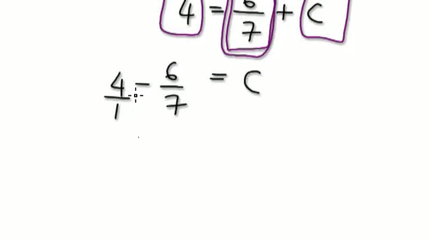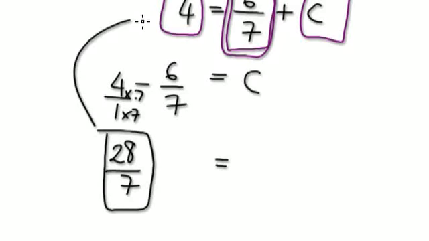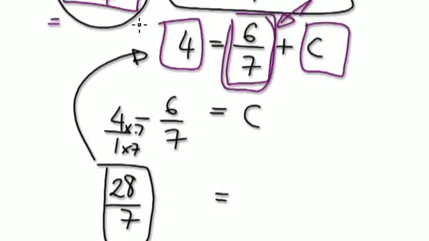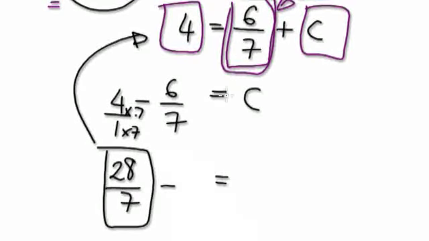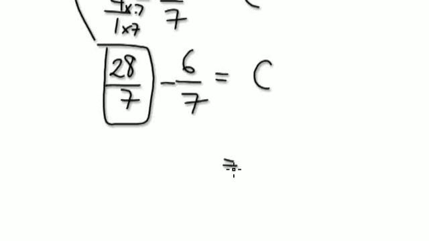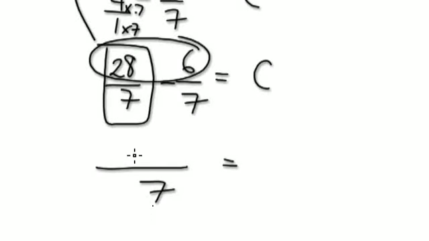Now just merge the two. Turn this into a fraction, times top and bottom by 7, so that you get the two denominators to be the same. So this will be 28 over 7. Remember, 28 over 7 is the same as this 4, just written differently. Minus 6 over 7 equals c. Now that the two denominators are the same, you can merge. That will give us 22, so c equals 22 over 7.